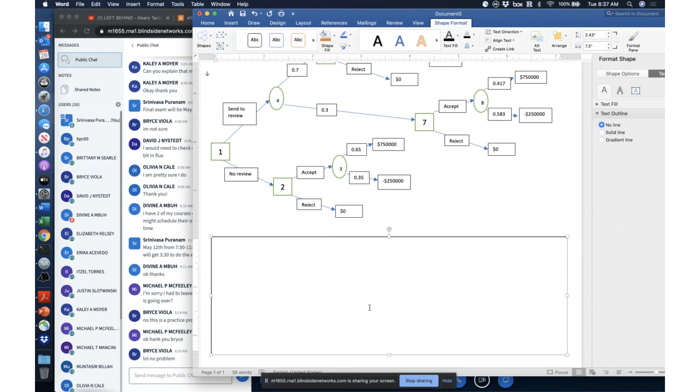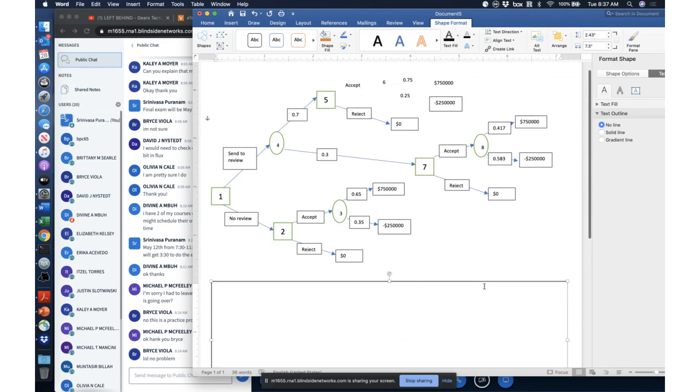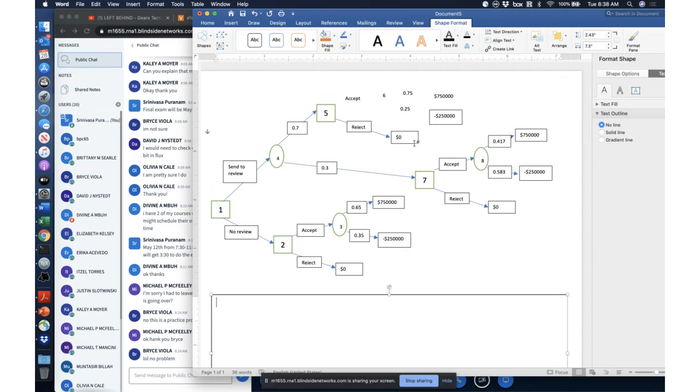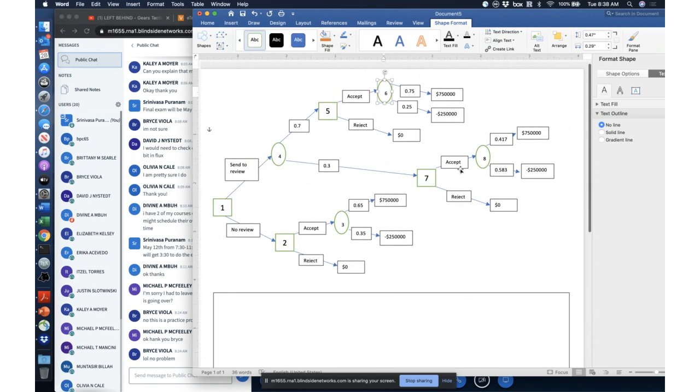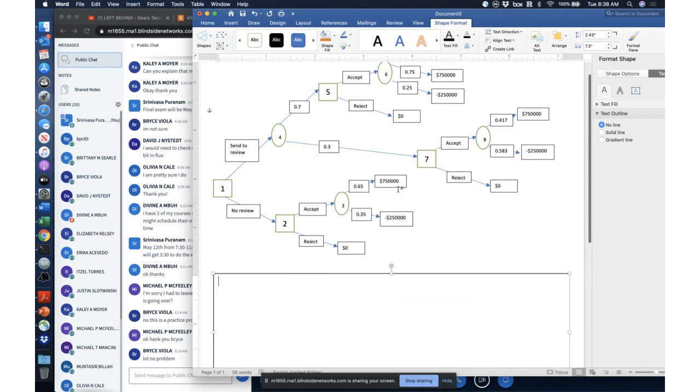All right, so let's do our calculations here. The first calculation: the way you go about a decision tree is always work backwards. So let's take this part of the decision tree, the no review piece, and work backwards. There's a 65% chance that you'll make $750,000, and a 35% chance that you'll lose $250,000.